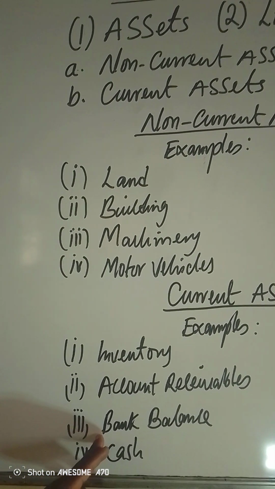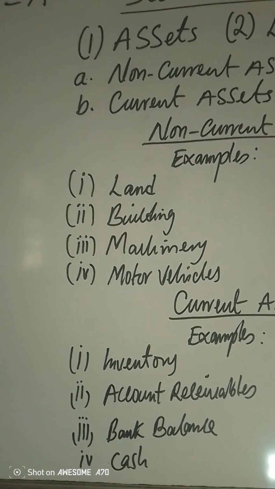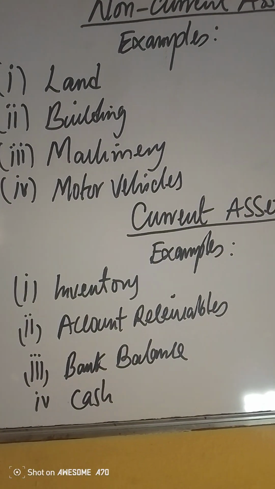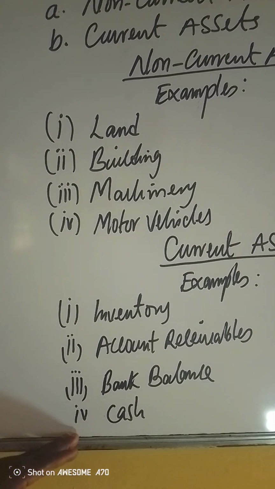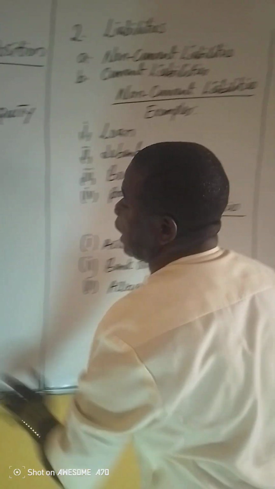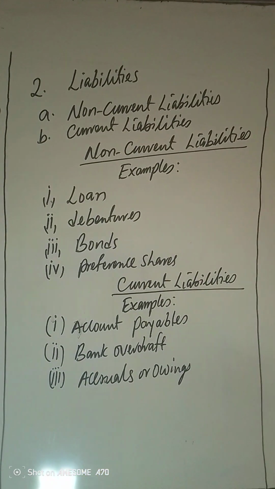Next is bank balance. The money in the bank account of the business is referred to as bank balance, which is also a current asset, and cash, and other things like prepayments and other things that relate to the use in the business that is within 1 year. So here we have finished the first section of the financial statement, which is that of the assets.